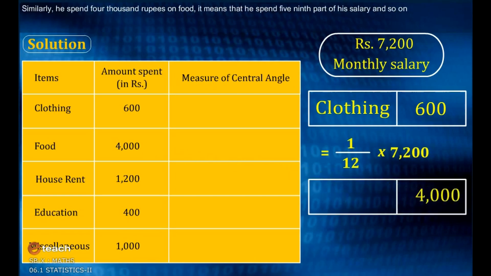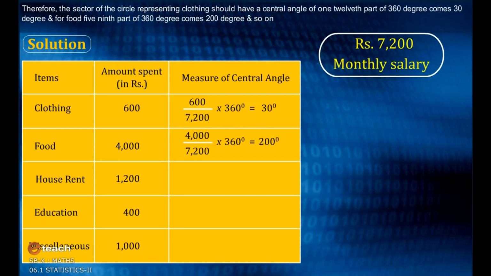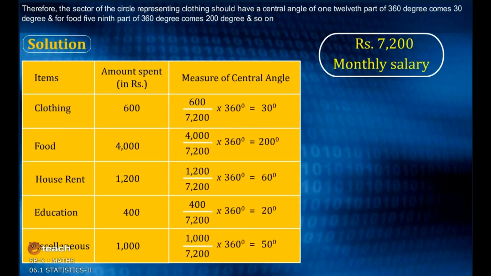Similarly, he spent 4,000 rupees on food. It means that he spent 5/9th part of his salary, and so on. Therefore, the sector of the circle representing clothing should have a center angle of 1/12th part of 360 degrees, which comes to 30 degrees, and for food, 5/9th part of 360 degrees comes to 200 degrees, and so on.